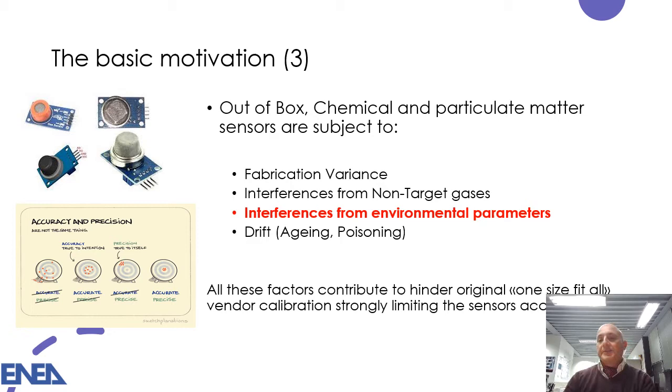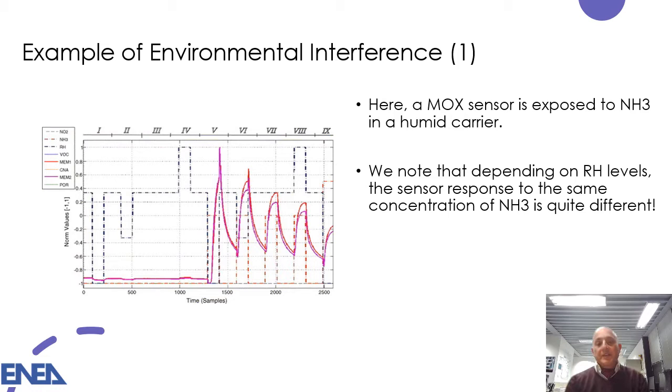One example of environmental interference is given here in this figure, which comes from a very old paper of our group. Here you can find MOX sensors like the one we saw before exposed to NH3 in a humid carrier. We note that depending on the different RH levels, the sensors have a different response to the same concentration. If we look here, the concentration of NH3 is depicted with this line, and you can see this is almost constant in this area of time.